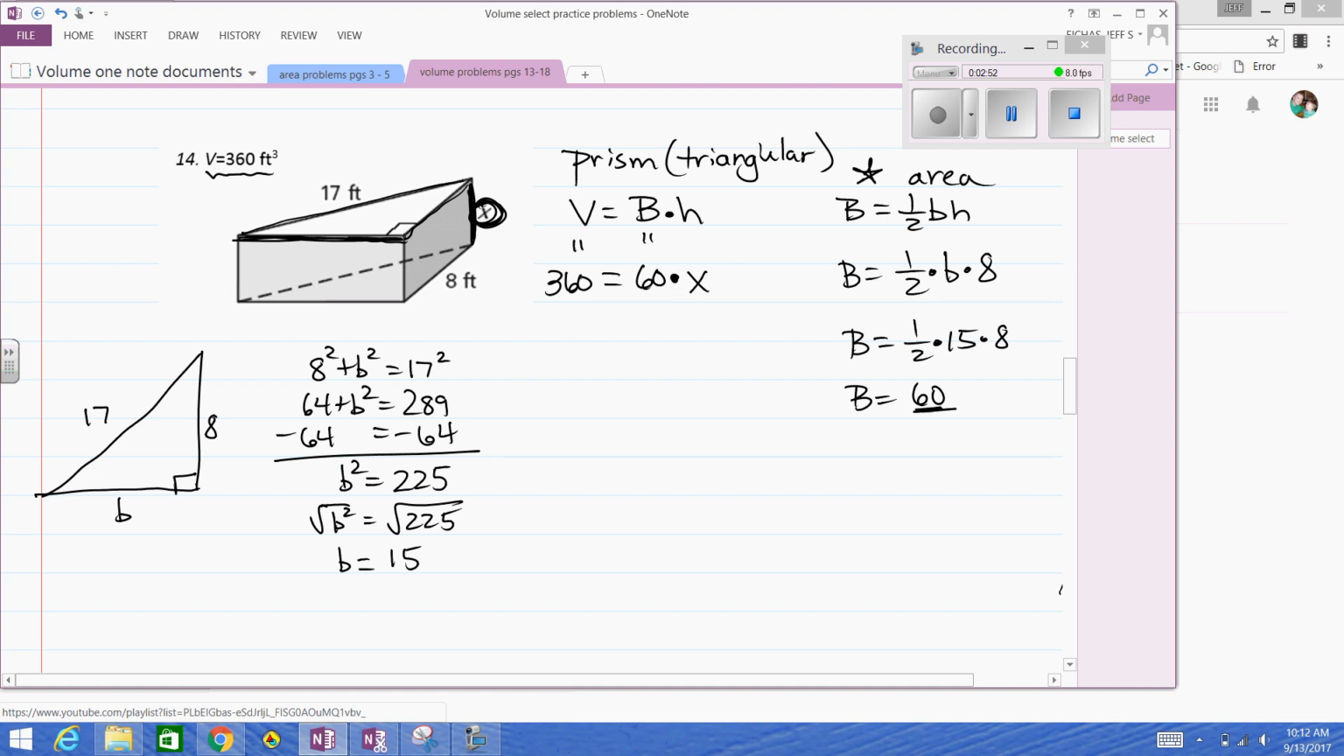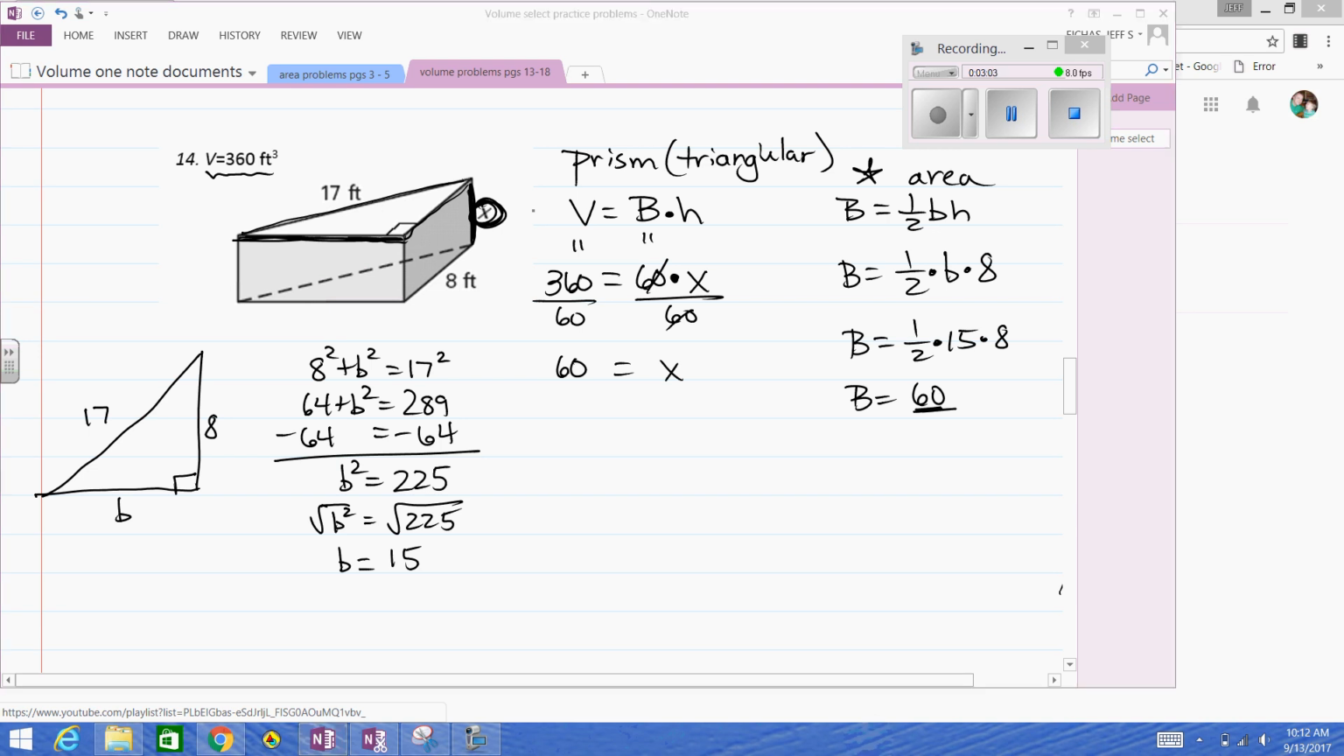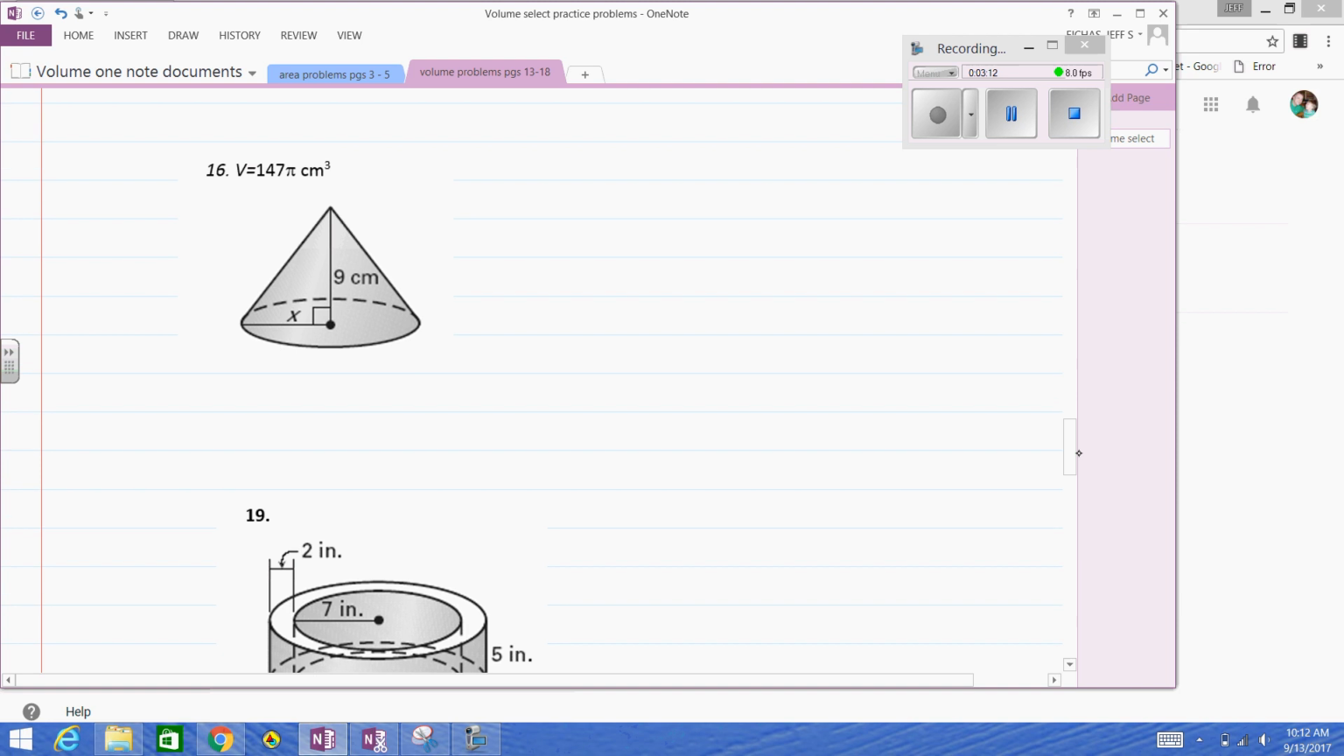Let's get rid of multiply, so we're going to divide both sides by 60. So we get X is 60. So it's actually feet. If we're being accurate, we really should say X is 60 feet. Okay, all right, moving on.